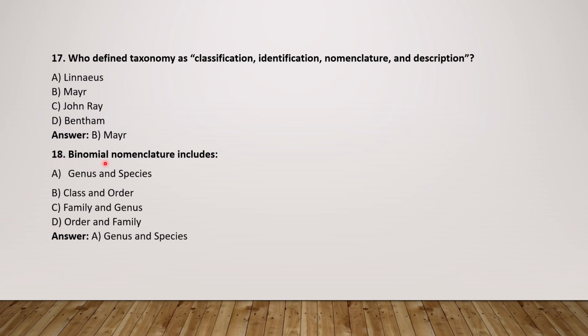Question 18. Binomial nomenclature includes? Answer is option A, genus and species. So every organism is named using these two ranks we had already mentioned, and the genus is capitalized and species is in lowercase. Species is more specifically termed as specific epithet.